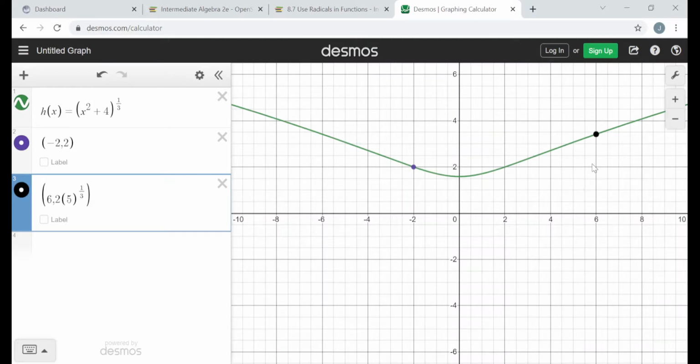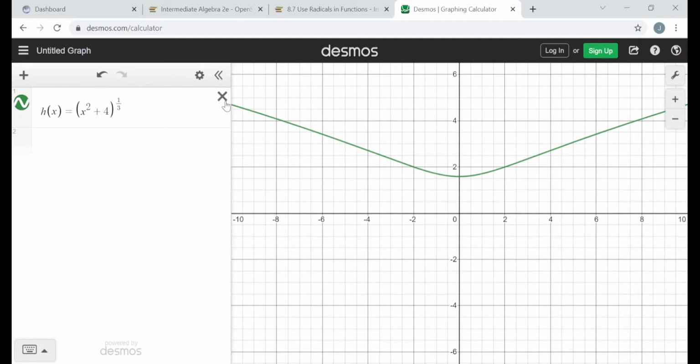There it is, this point here, right? 3.420. Approximately 2 times the cube root of 5, and you see it is indeed a point on the graph of the function. Wonderful. So we did well. Great.